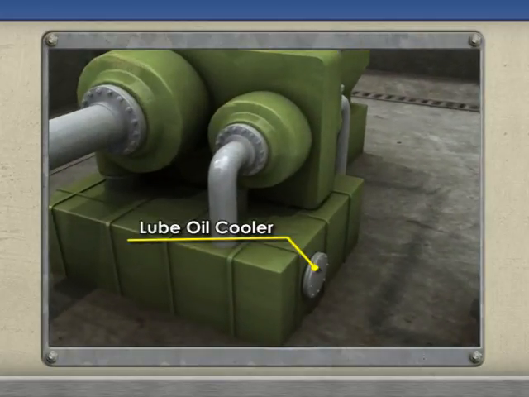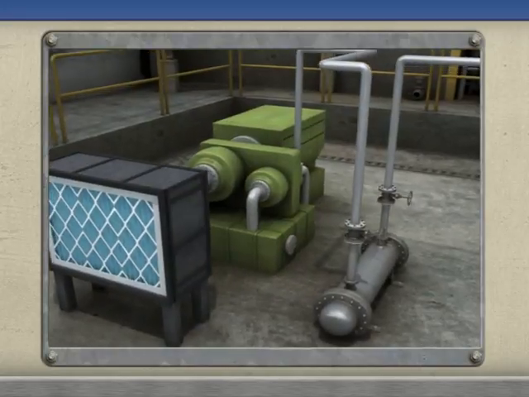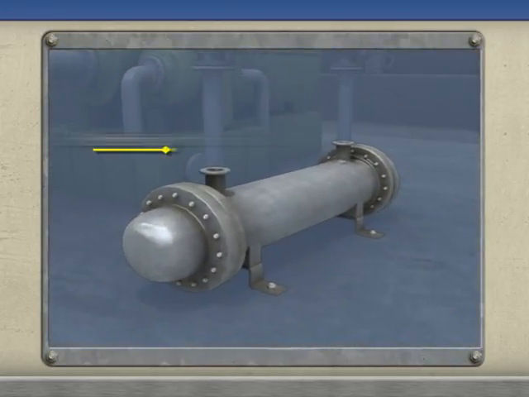Lube oil coolers remove heat before it is transferred to the air. Heat in the air, which is the direct result of compression, is removed by sending the compressed air through water-cooled heat exchangers. Because cooler air retains less water vapor, cooling the air also helps manage its moisture level.